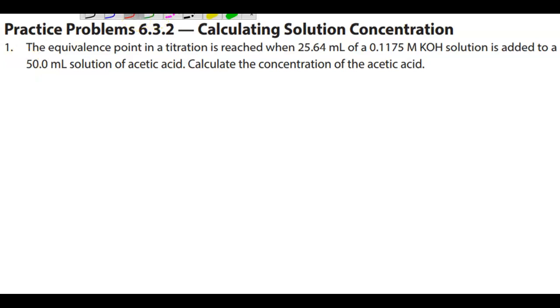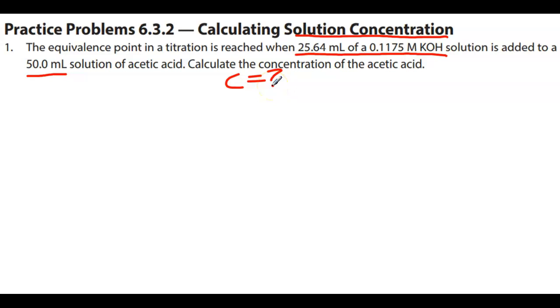Okay, everyone, so I'm actually not going to complete this one because it's pretty much identical to the ones we've just been doing. Calculating solution concentration is where you have information about one substance, but you're missing the concentration of the other. For example, here, the equivalence is reached when we have this volume of potassium hydroxide and we have the concentration, and then we are adding it to, and we have the volume of acetic acid, and we're looking for the concentration. So literally it's the same setup.